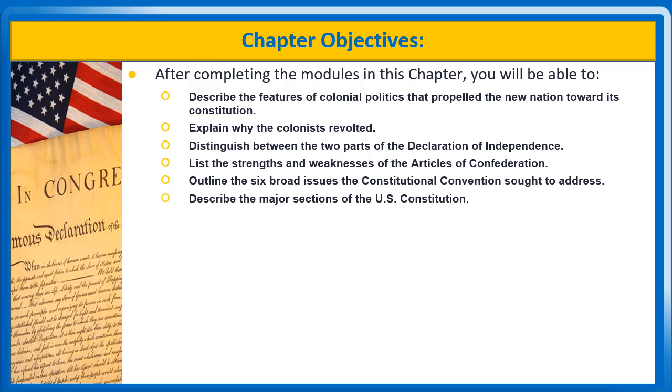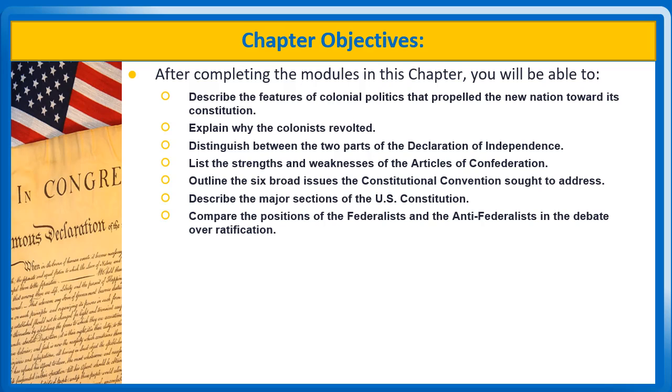Describe the major sections of the U.S. Constitution. Compare the positions of the Federalists and the Anti-Federalists in the debate over the ratification, and explain why it's so difficult to change the United States Constitution.